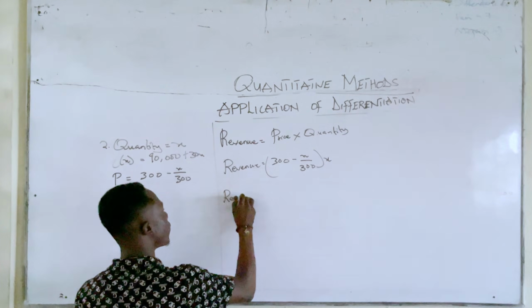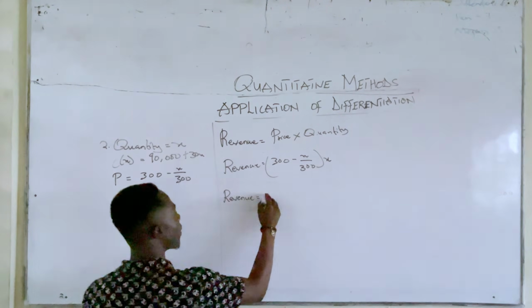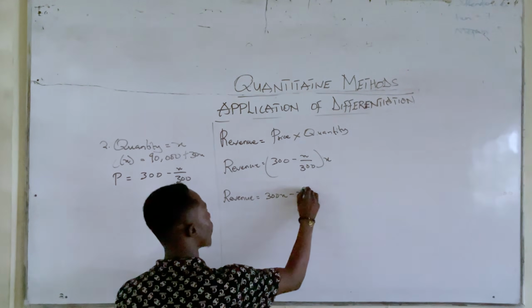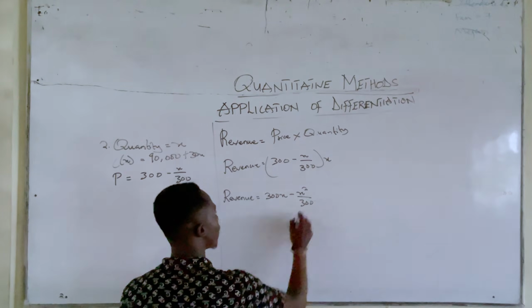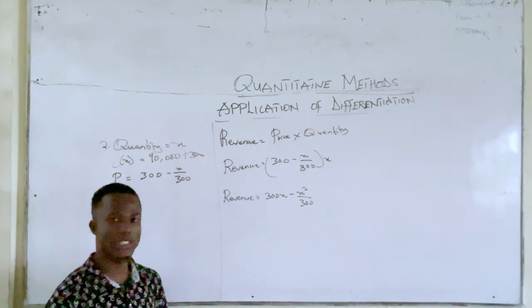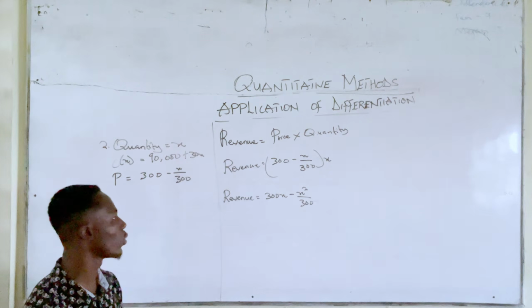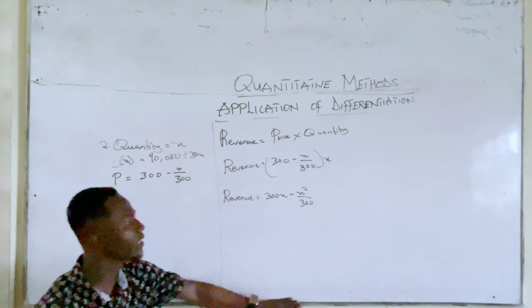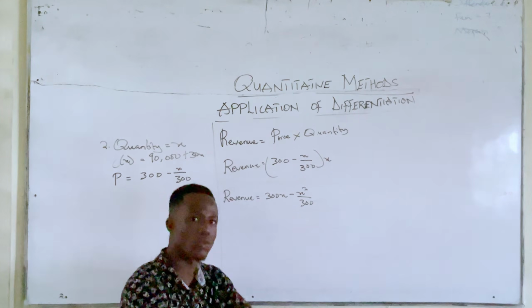We have the revenue function to be 300x minus x squared over 300. So this is the revenue function. Okay, and because they said we should calculate for the maximum revenue, we have to differentiate it to get x. Then we differentiate it again to know whether it is maximum or minimum.